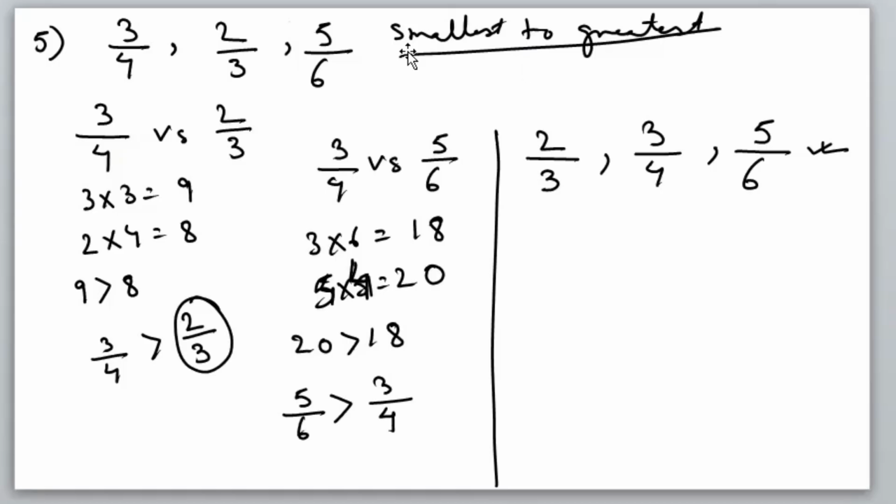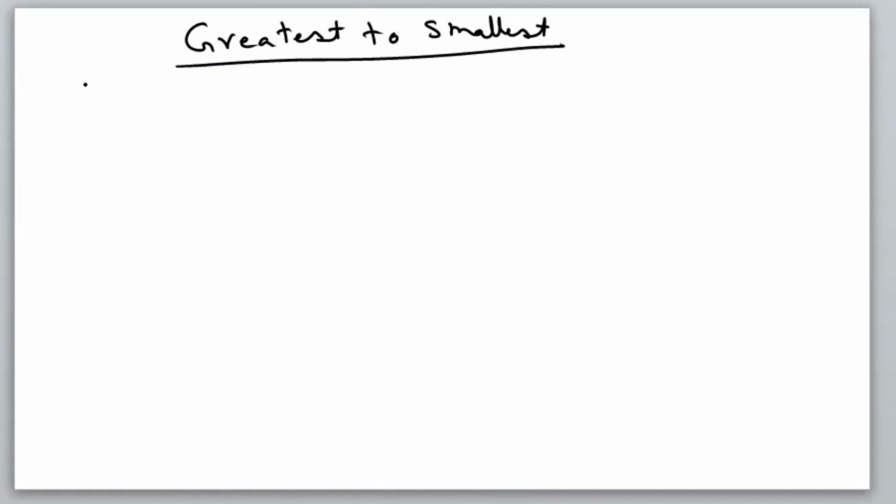Till now we did smallest to greatest. Now we will take a question where it says we have to arrange from greatest to smallest. Take question number 1. I'm taking any random question, okay? 5 over 9, 4 over 7, 6 over 11. And here, first we have to see which type we have to use.